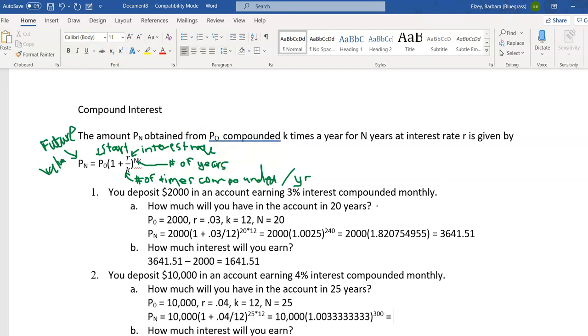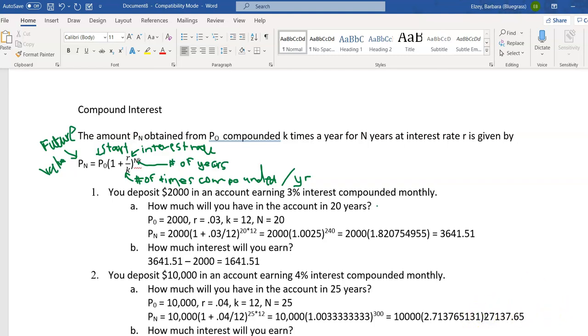And now let's go ahead and do exponents before multiplication. So I'll leave the 10,000 alone, and I'll put 1.0033333333 raised to the 300 into my calculator. And that gives 2.713765131. And now I will do the final multiplication and multiply that number by 10,000, which is going to give 27,137.65. I'll go ahead and round it to cents now, and 65 cents.